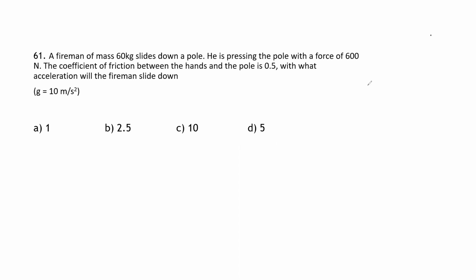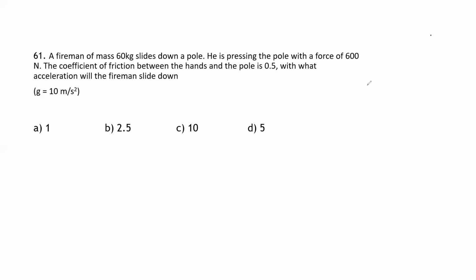Our next question is, a fireman of mass 60 kg slides down a pole. He is pressing the pole with a force of 600 Newton. So the mass of the fireman is given, and the force with which he is pressing the pole is also given.